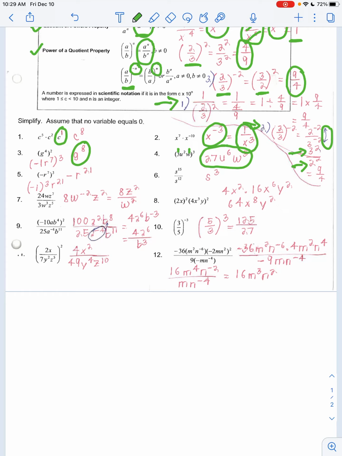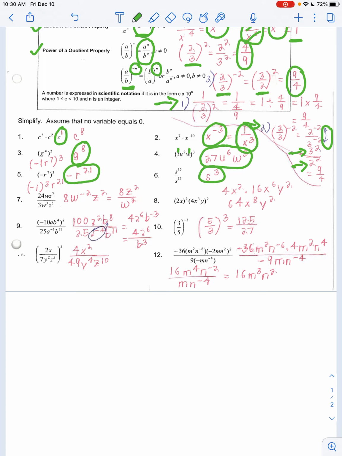Number 5, when you simplify that, the negative 1 as the coefficient is being raised to the third power. 3 factors of negative 1 would be negative. And then for the base r, you would multiply the 7 times the 3, and that gives us 21. Number 6, dividing like bases, you subtract your exponents. So 15 minus 12 gives you s to the third.